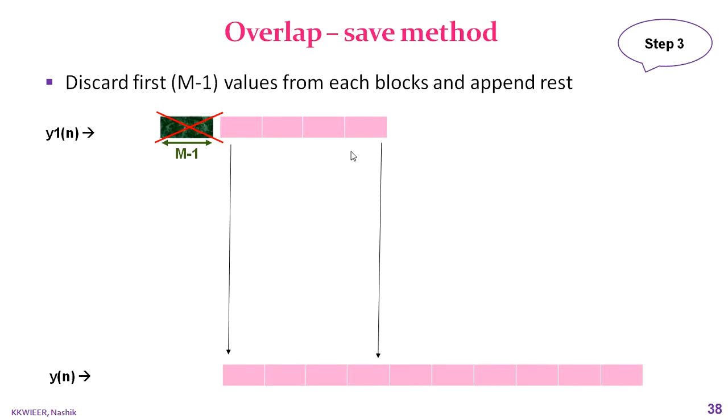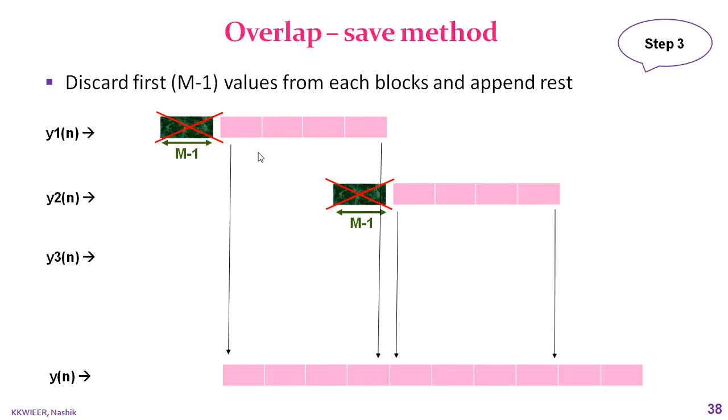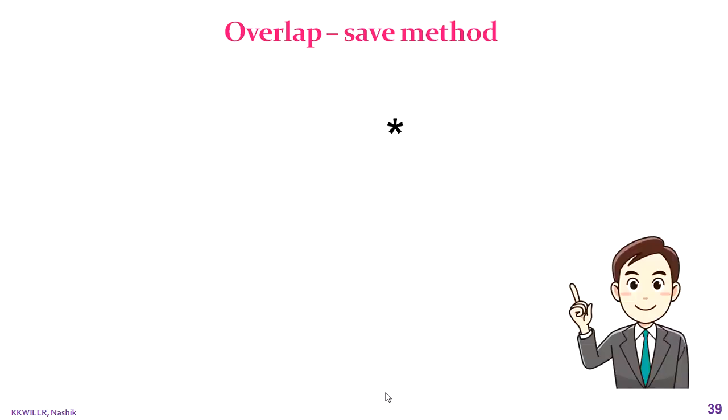y2 of n, again discard first m minus 1 blocks, take remaining block as it is. And y3 of n, discard m minus 1 initial blocks and take rest of the sequence as it is, and appending all these pink color blocks, you will get your final y of n. Now let us see the same thing with the help of example.